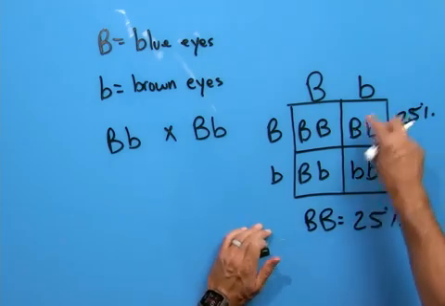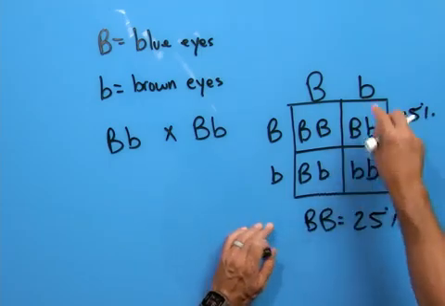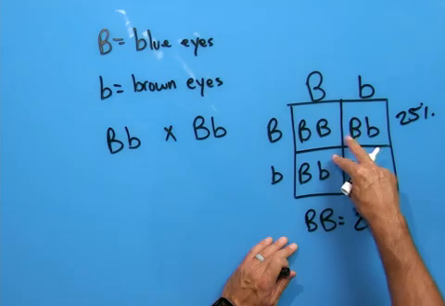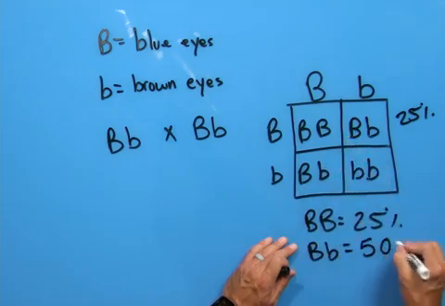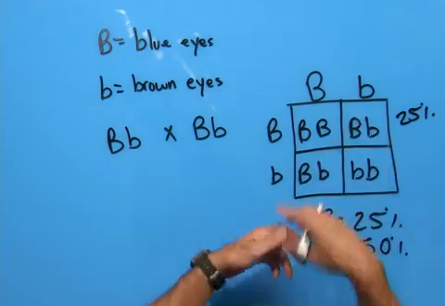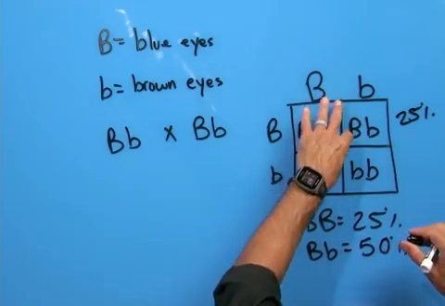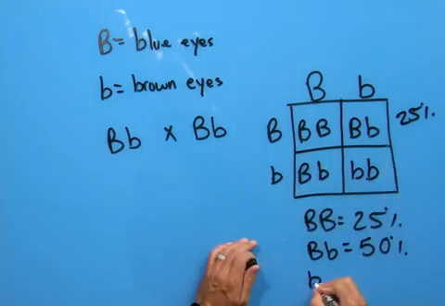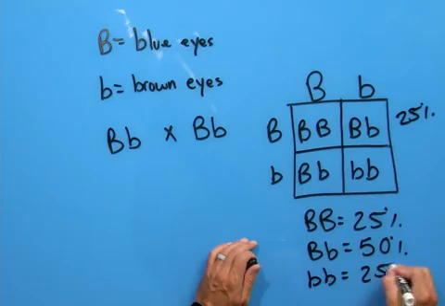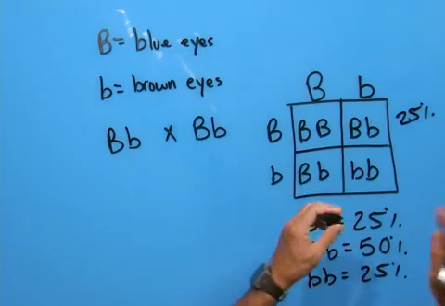We have 2 squares that are big B, little b, or heterozygous. So 2 out of 4, or 50% of our expected offspring are going to be heterozygous, and then 1 out of 4, or 25%, is expected to be homozygous recessive.